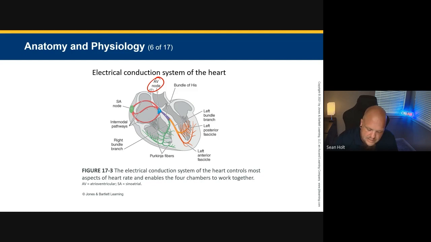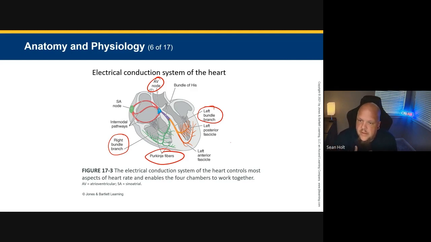So we have the internodal pathways in the atria, okay, in the left and right atria, but remember the SA node's in the right atrium to start with. Goes and that electricity collects in the AV node, travels down what they call the bundle of His. Okay, so it looks like His, but it's the bundle of His. Okay, and then splits between the right and left bundle branches. All right, so you see right bundle branch, left bundle branch. From there, it goes to the Purkinje fibers. So this is a lot of information.